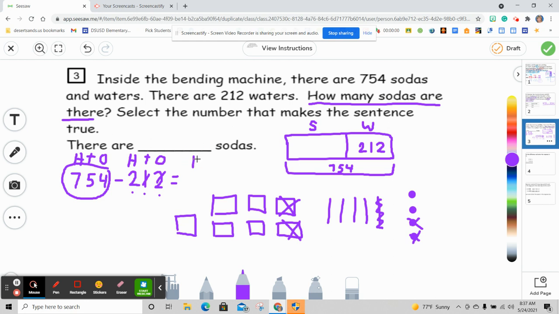So now I look at my HTO. I always like the HTO because it keeps me focused. And I look at how many ones I have, and I only have 2 ones. So I'm going to put 2 ones. And then I count how many tens. 1 ten, 2 tens, 3 tens, 4 tens. So I have 4 tens. Now I look at my hundreds. Remember, I lost 2. I subtracted 2. So I have 1, 2, 3, 4, and 5. I have 5 hundreds. So now my number is 542 sodas. That's the difference. So that's how many sodas there are.